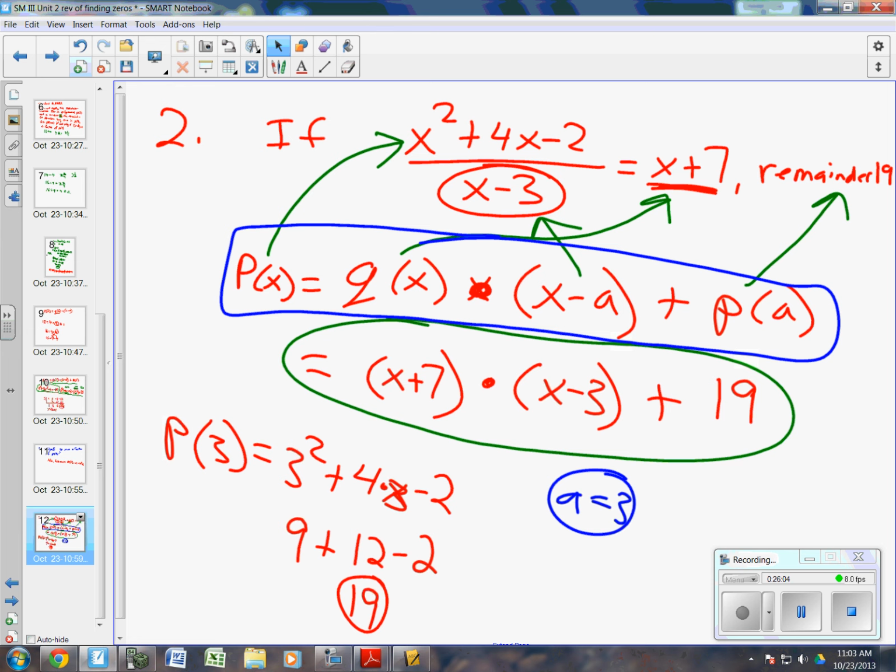Okay? So wait, a is just 3. Is that because there's a negative here too? Yeah. If you said x minus 3 equal to 0 and solve it, you get x equals 3. It's always going to be the opposite of that sign. Okay?